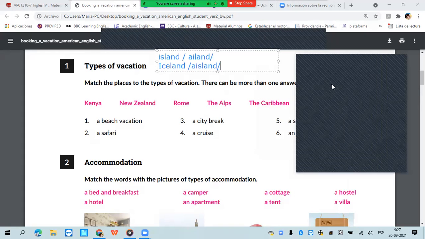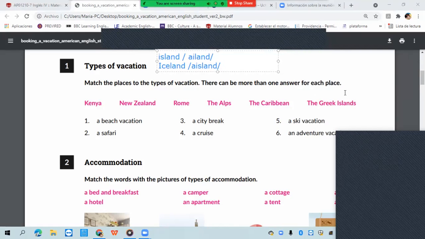A safari. What country would be more suitable for a safari? Kenya. Kenya, right. Good. Number 3, a city break. Rome. Number 4, a cruise. The Caribbean. Any other one? The Greek islands, right.